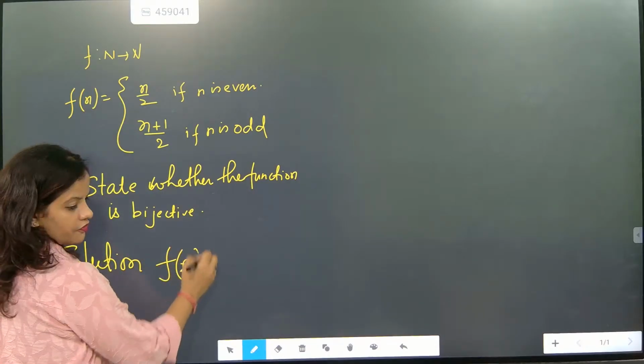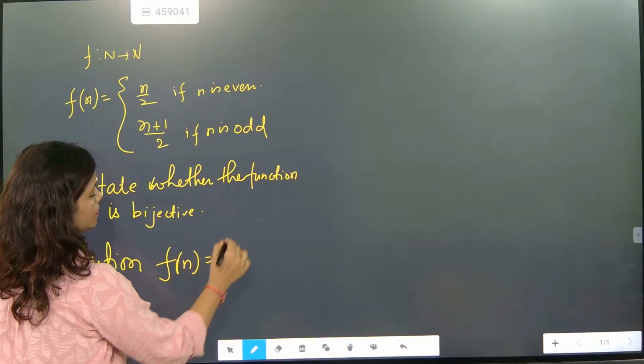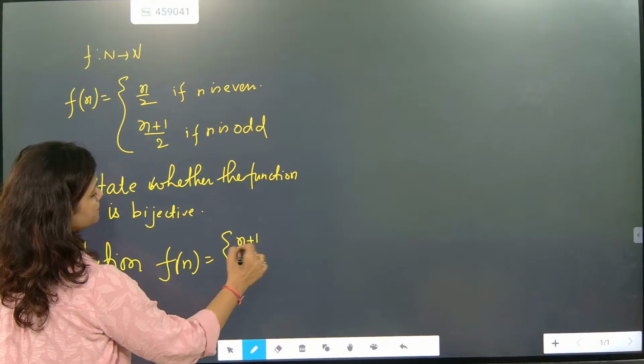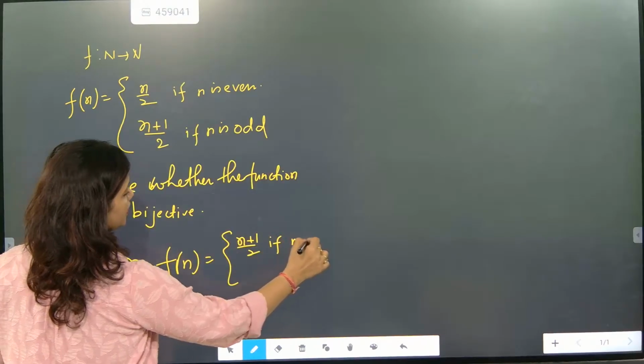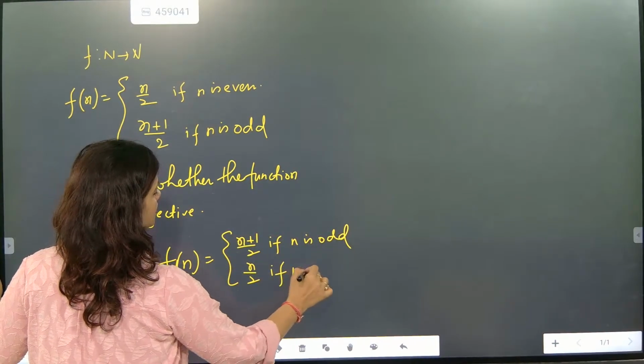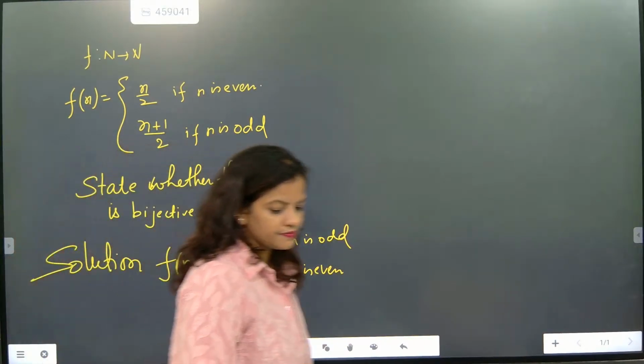f of x will be equal to f of n. f of n is equal to (n plus 1) by 2 if n is odd, and n by 2 if n is even. So now let's go for it.